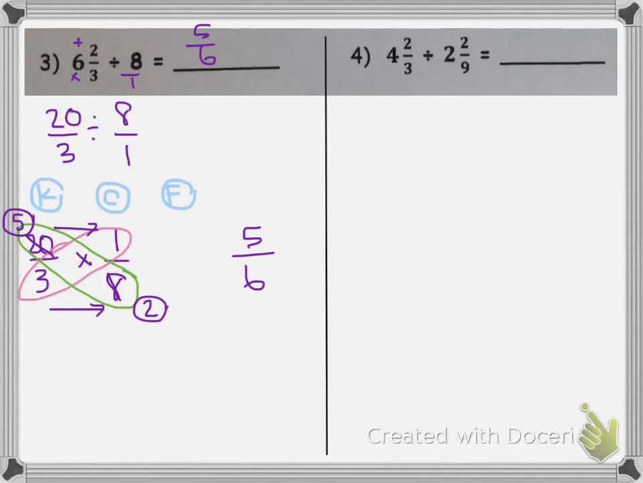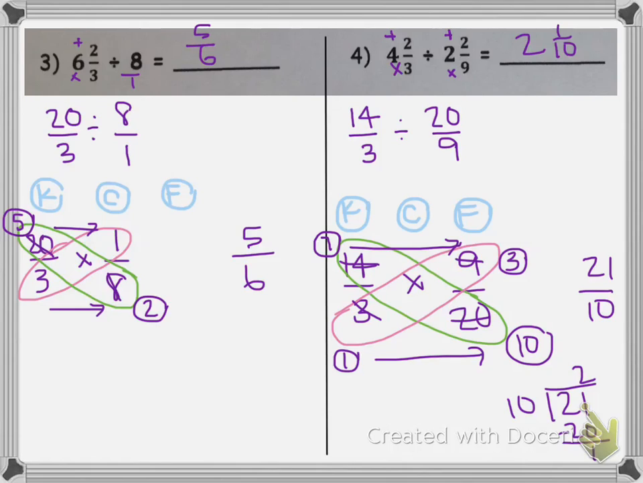Let's try one more before we tackle a word problem. 4 2/3 divided by 2 2/9. I want you to go ahead and do this one completely on your own. Change those mixed numbers to improper fractions and use the KCF model or method to do your work. Alright, so go ahead and pause the video, and when you are done, press play to check your work.